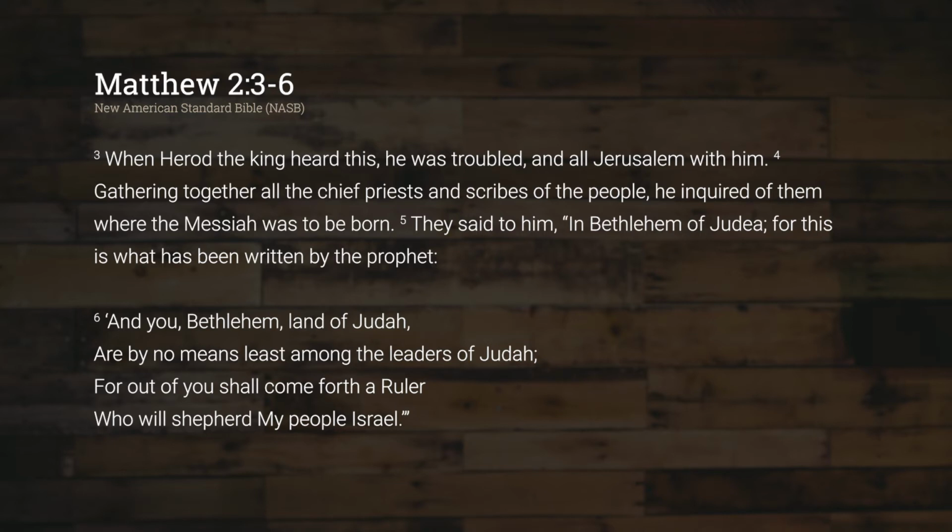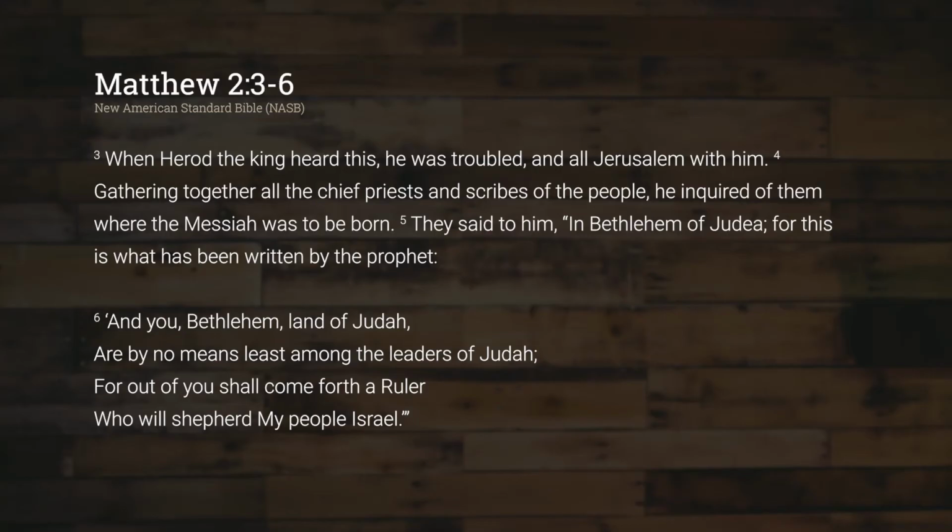And notice what it says. It says, all Jerusalem with him. The people are troubled as well. It's interesting that Herod does two things in verse 4. First, he gathers together the chief priests and the scribes of the people. So Herod knows who to go to. And notice the second thing, he knows who to ask. And it says he inquired of them where the Messiah was to be born.